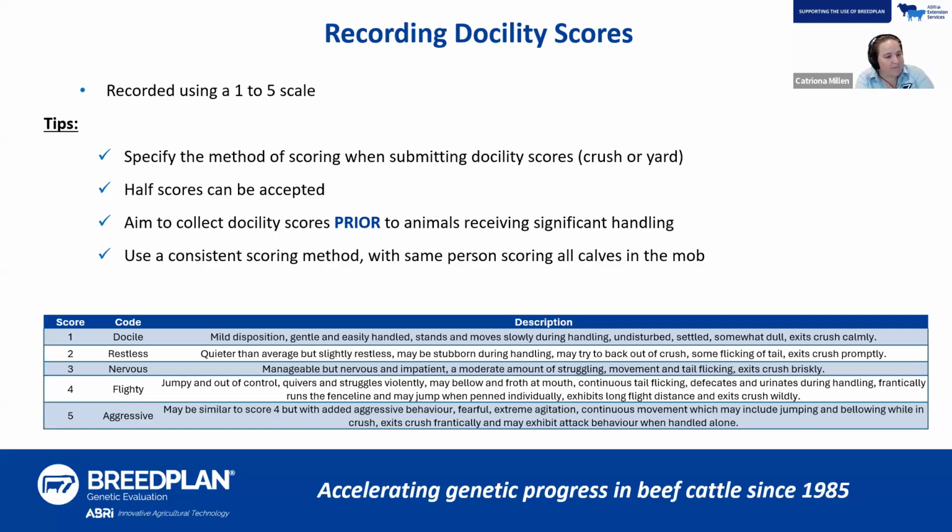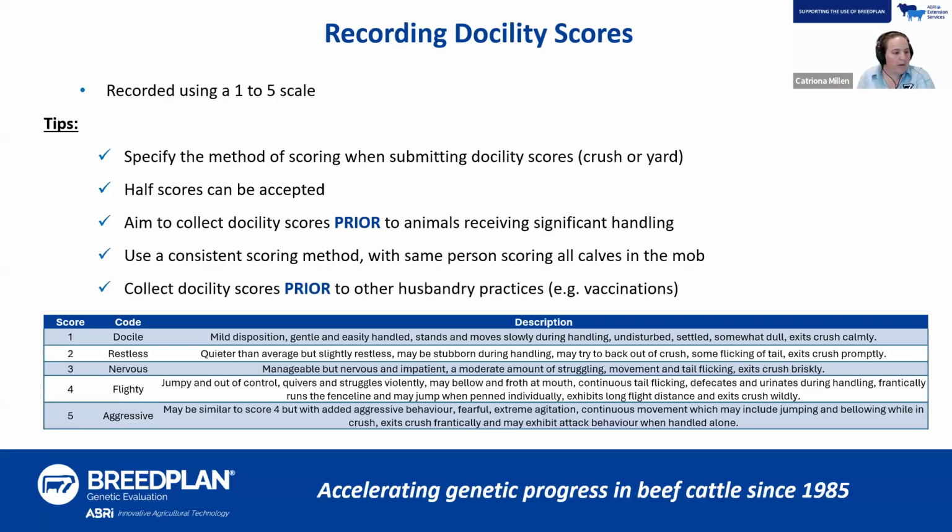And in terms of consistent scoring method, that's not just about the person that is scoring the calves. That's also thinking about who you've got moving animals up into the crush, for example, or moving animals into the yard. So ideally, all of the staff or all of the people that are collecting those records and moving animals through yards, they all remain the same while we're recording a cohort.